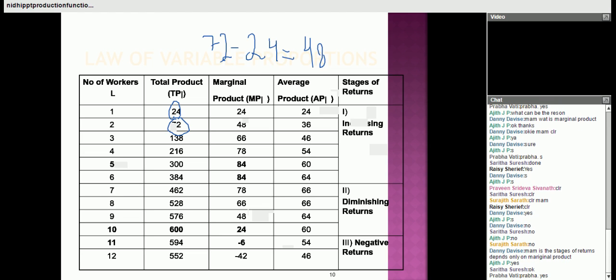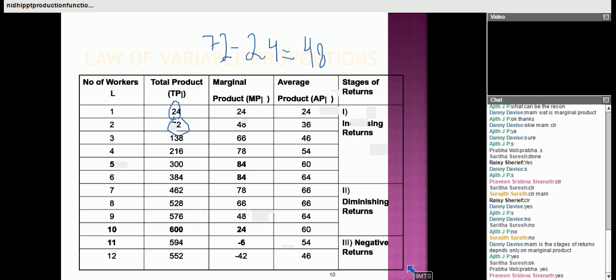Yes, Danny. That is the most important indicator, because that is what the labor is doing for the production process. We have to pay wages to the labor, so that is adding to our cost. So whether we should pay that wage or not, that is being decided with the help of the marginal productivity column.